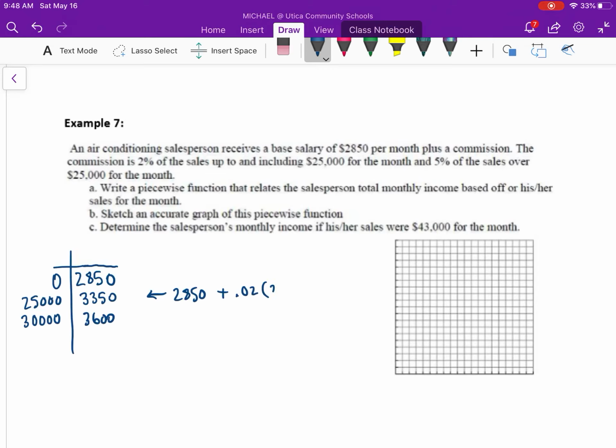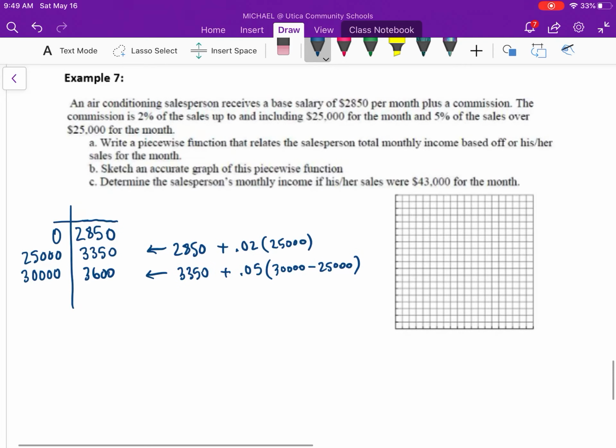So again, let's just recap what we did here. We took the $2,850 and we added 2% of $25,000. Here we took the $3,350 and we added 5% of anything that was over. So we took that $30,000, but we don't get 5% of the original $25,000 of sales. So only the $5,000 of the sales would be at that 5%. So hopefully that will help us understand how to write the piecewise function.